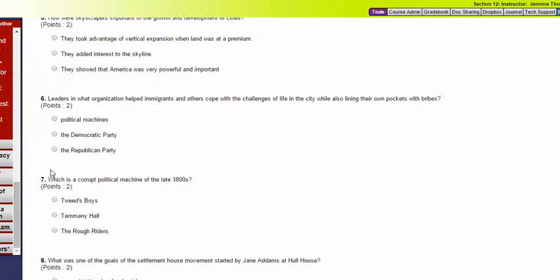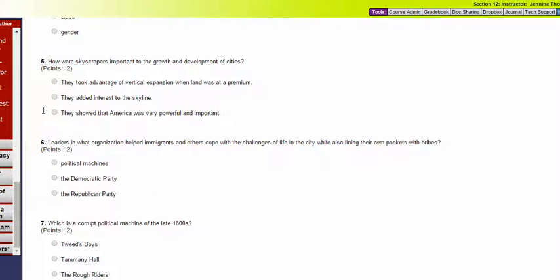Number 5, how were skyscrapers important to the growth and development of cities? They took advantage of vertical expansion when land was at a premium. They added interest to the skyline, or they showed that America was very powerful and important.